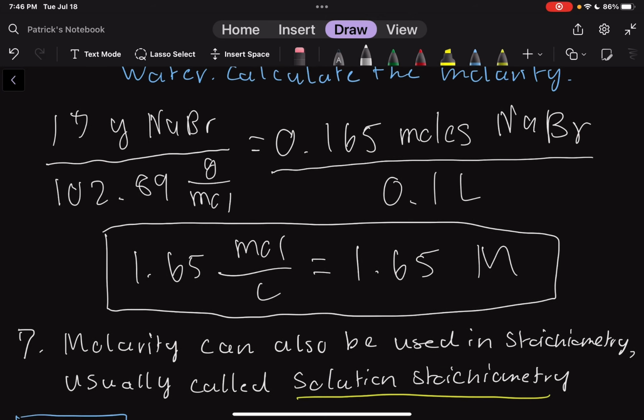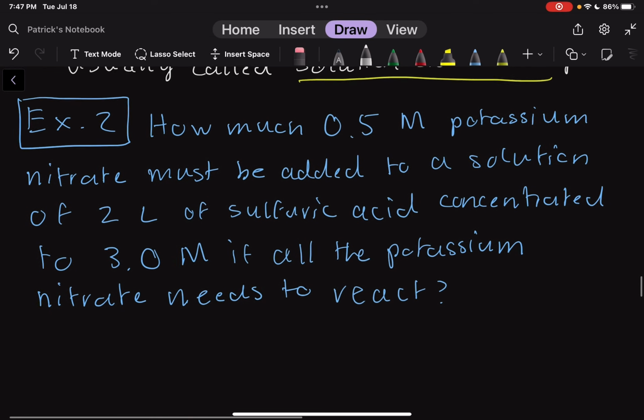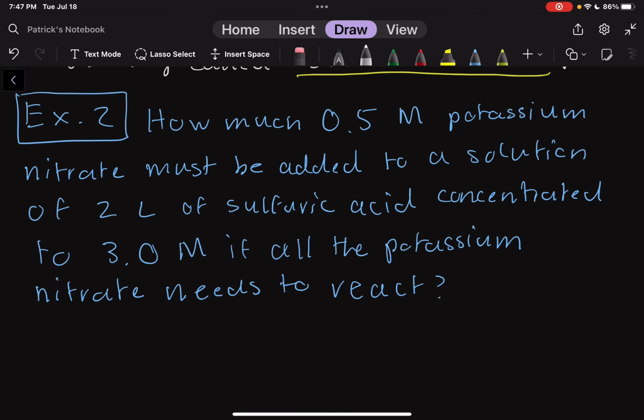One practical application of molarity becomes obvious when we apply it to stoichiometry. We call this solution stoichiometry, and it's important to know how to do this. The best way to illustrate this concept without going into a long and unnecessary review of stoichiometry is to do a problem. Example 2 says, how much 0.5 M potassium nitrate must be added to a solution of 2 liters of sulfuric acid concentrated to 3 M if all the potassium nitrate needs to react?